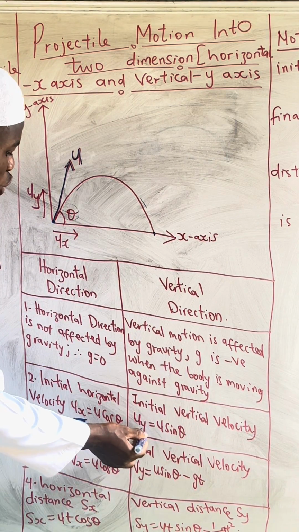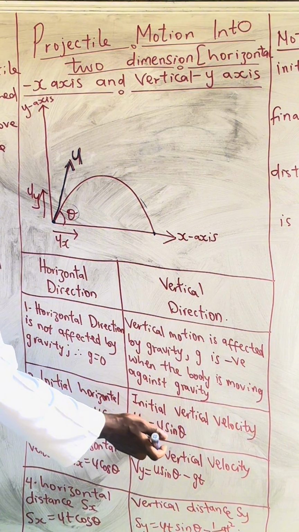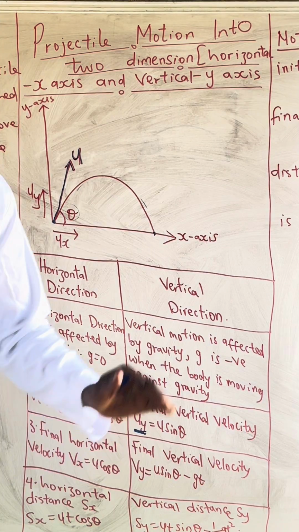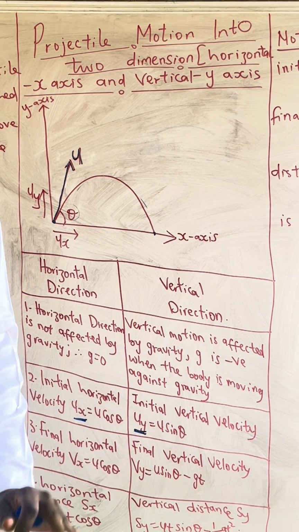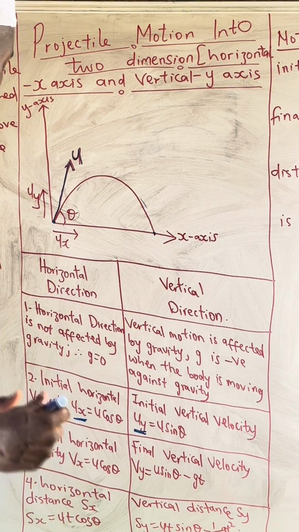I can also have initial vertical velocity. That one is what? Uy. And the formula for that one is what? U sin theta. Don't forget, U simply means initial velocity. X means horizontal. Y means vertical. So don't confuse them together.